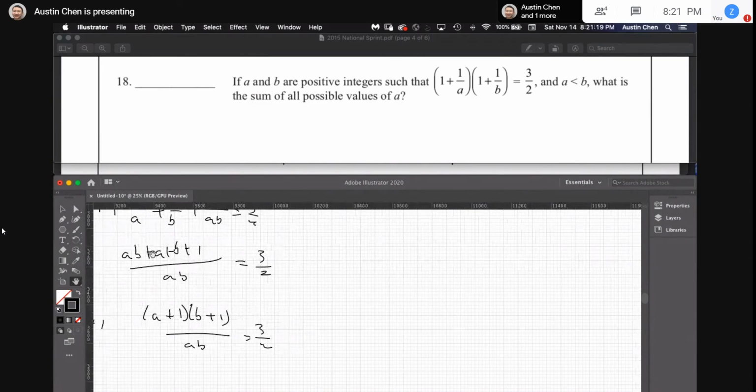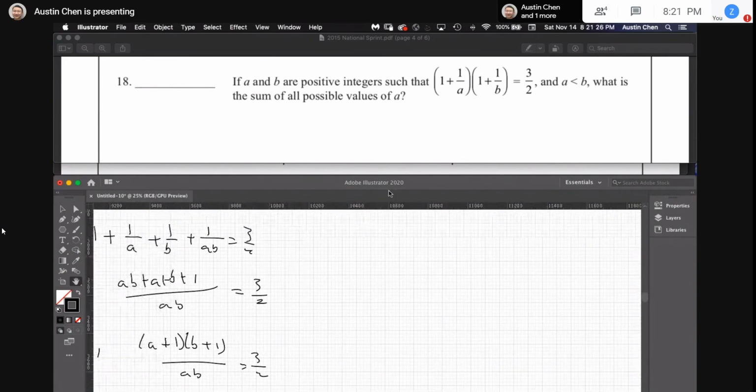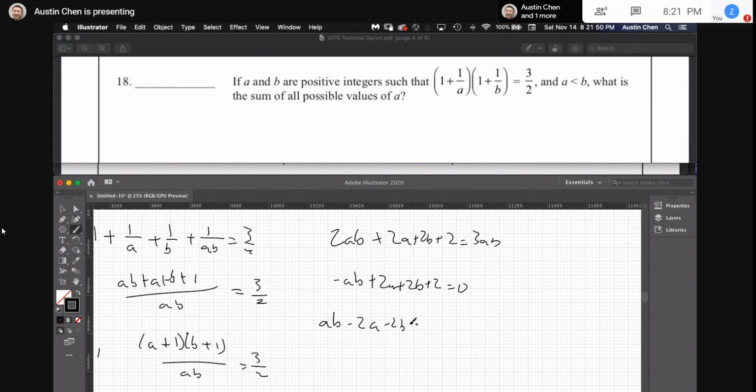So how you can get to that is if you cross multiply this fraction here. Then you'll have 2ab plus 2a plus 2b plus 2 equals 3ab. So then you have negative ab plus 2a plus 2b plus 2 equals 0. And then what you could do here is multiply by negative 1 everywhere, just to get the ab being positive.